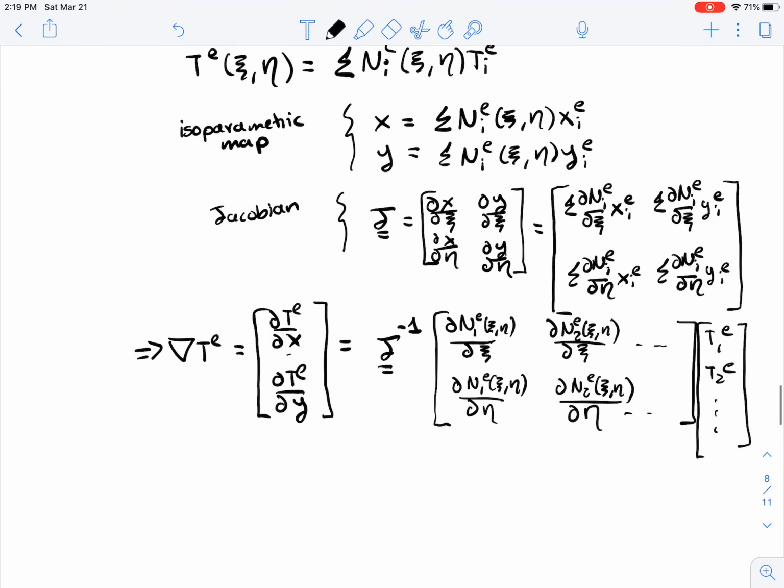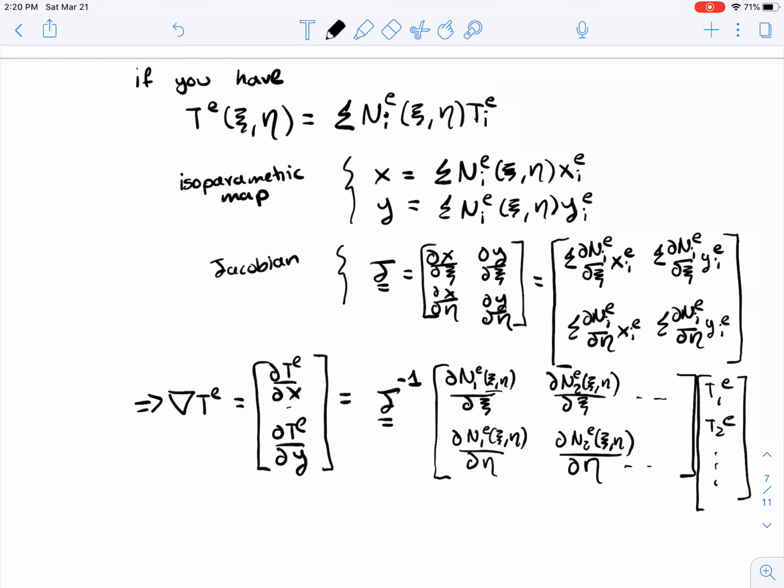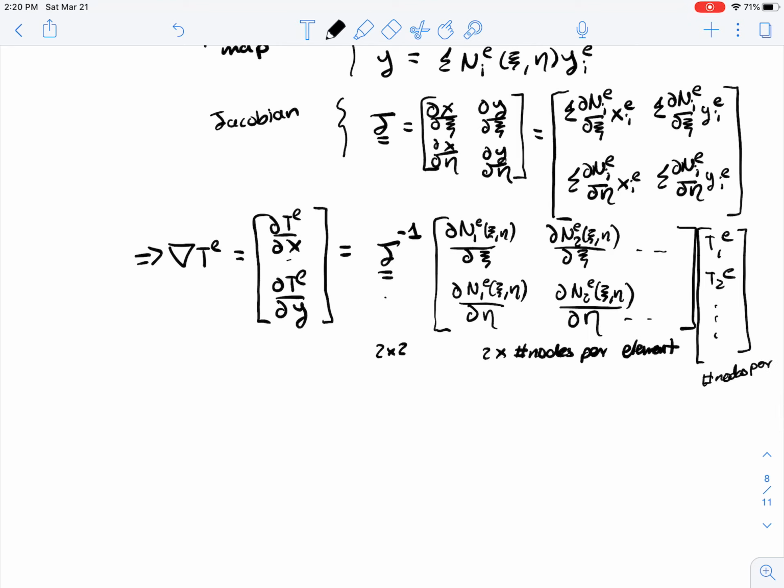So you can see that this looks very similar to what I had up here, but there, because I had the shape functions directly in terms of x, y, I could just take those derivatives. Here I have the shape functions in terms of psi, eta, so I can take derivatives with respect to psi, eta, and in order to get derivatives with respect to x and y, I need to pre-multiply by this inverse of the Jacobian. And you can see that this is a 2 by 2 matrix, this is a 2 by number of nodes per element, and this is number of nodes per element times 1.